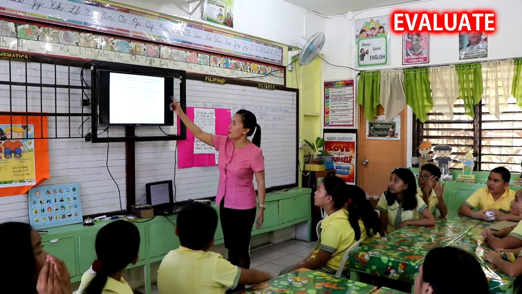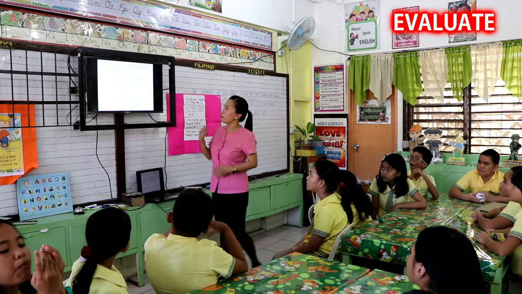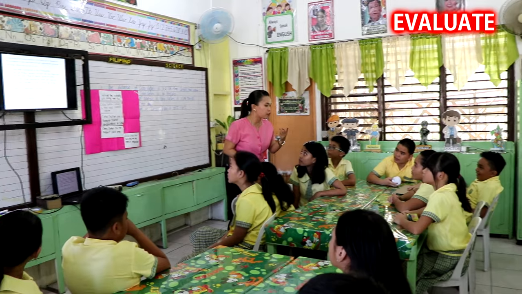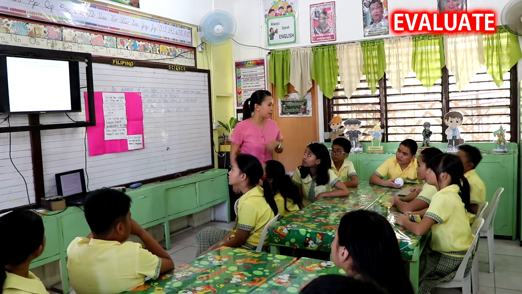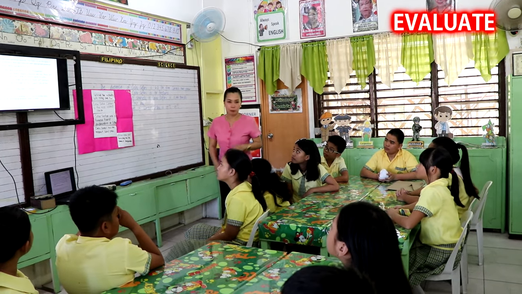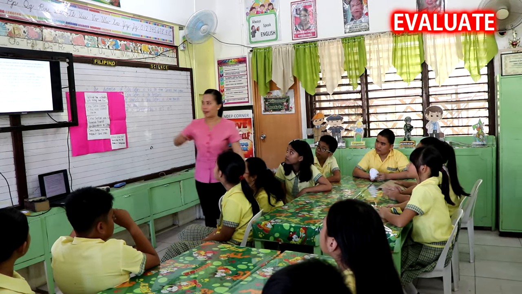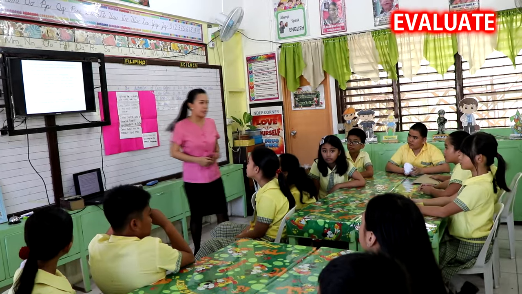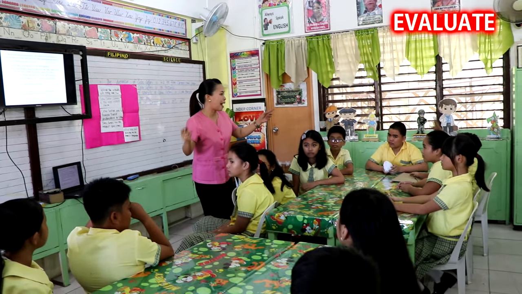Okay, read each sentence carefully, put a check on the space if the sentence is clear and coherent with correct or appropriate grammar structure, while we put X if it is not. Okay, number one, Cebu was a province of the Philippines. Is this a correct answer?